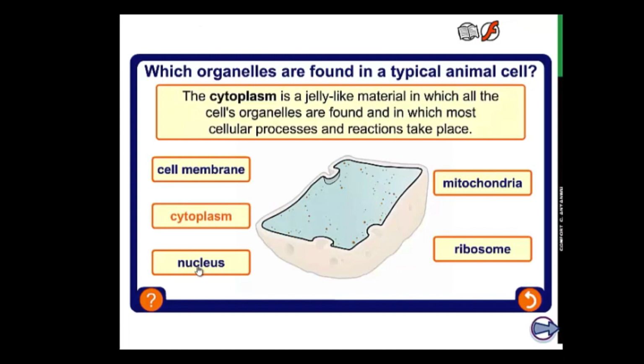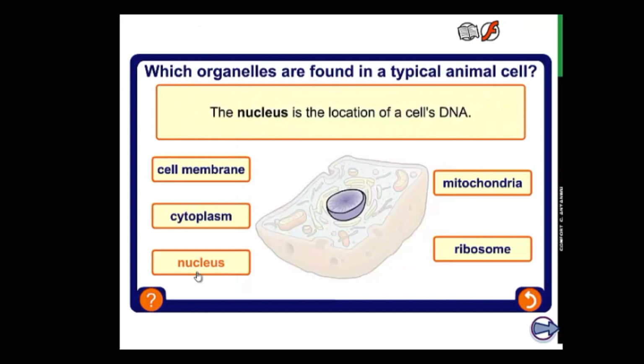Another part we look at is the nucleus. The nucleus is the location of the cell's DNA, the genetic material, or the genes. They are found in the nucleus. And the nucleus controls all the activities that go on in the cell.